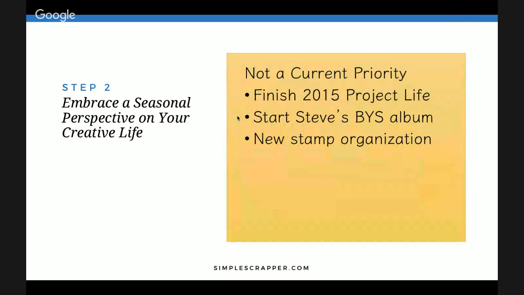So I'm going to give you some examples here. I'm calling these my sticky note examples. These are from my own life. And so what I know for this season is that these things are not a current priority for me. I don't need to finish Project Life for 2015 right now because I have other priorities. I can wait to start my husband's Before Your Story album. This is kind of a life retrospective for him. And reorganizing my stamps is not a current priority. Yes, these are things that I still would like to achieve, but I have taken these off my priority list for this particular season because I know that I won't be able to keep up with it all.